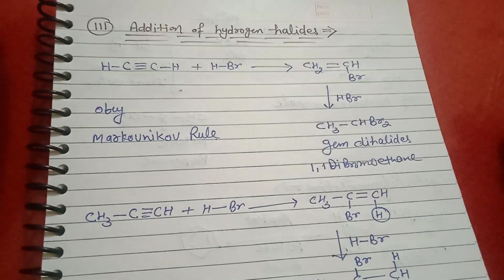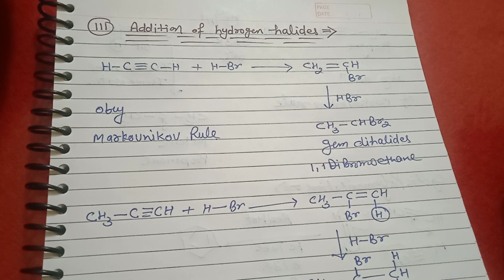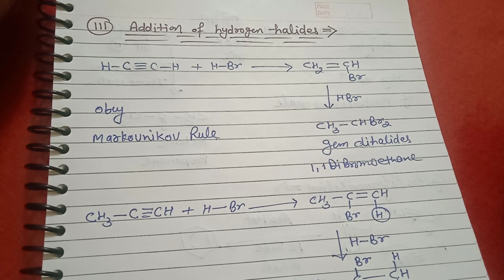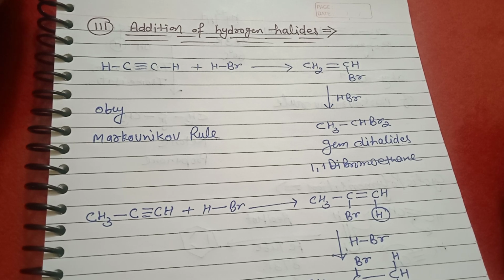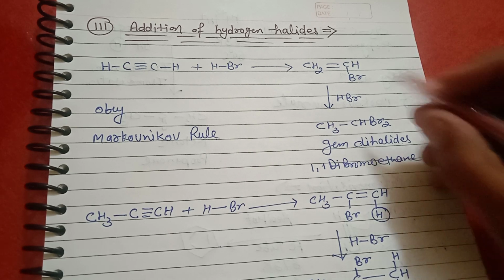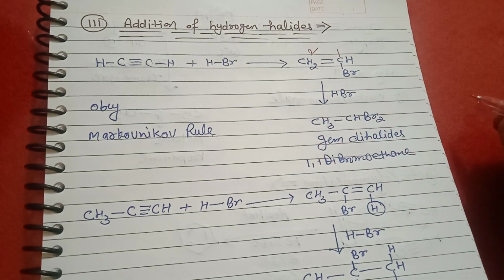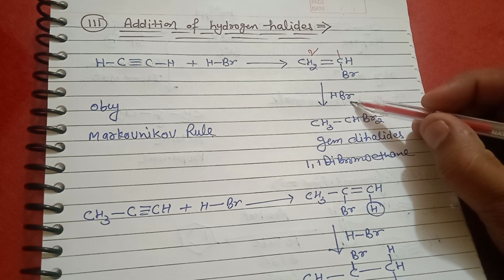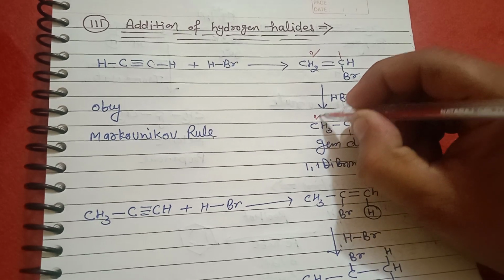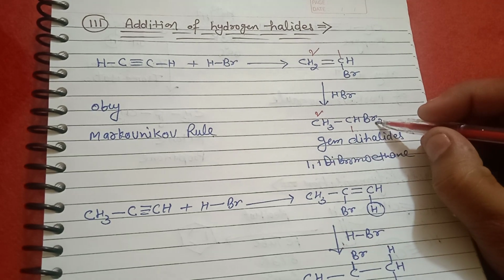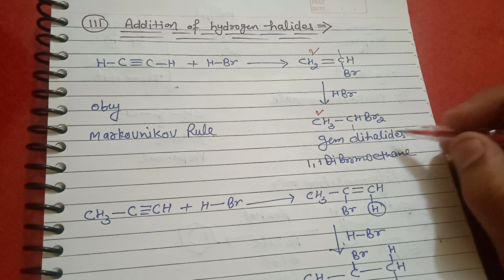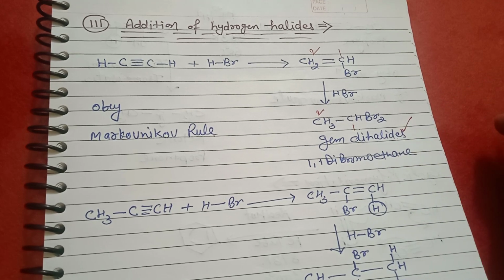Third addition reaction we study here: addition of हाइड्रोजन हेलाइड या हेलो एसिड, या हेलोजन के जो एसिड हैं, HCl, HBr, HF. तो सिंपल alkyne reacts with HBr to form 1 bromoethene, and another time we add HBr, so it gives 1,1 dibromoethane, या gem dihalide. It is gem dihalide.